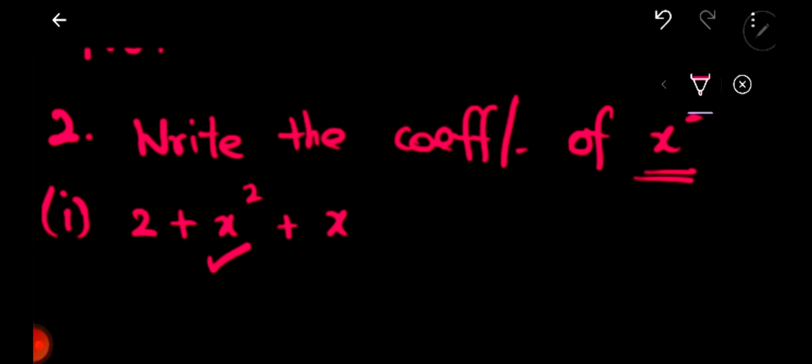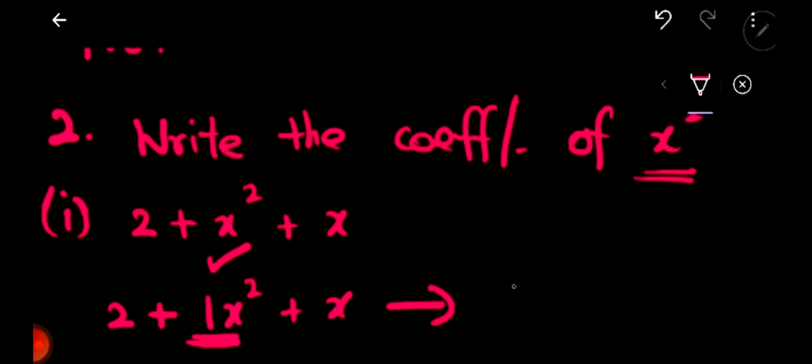Yes, so what is the coefficient? We can rewrite this polynomial as 2 plus 1x squared plus x, because there is no number part written, which means the number part is 1. So what is the coefficient of x squared? 1 is the coefficient of x squared.